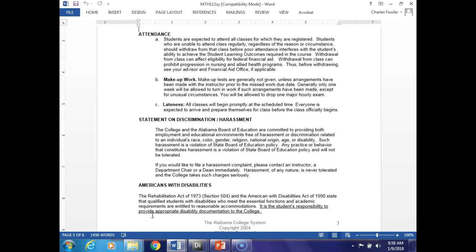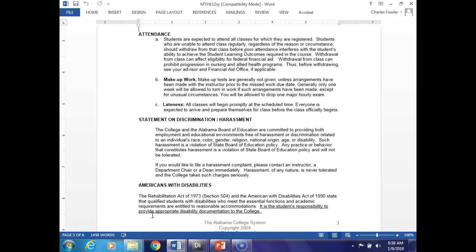It can prohibit progressions in nursing or allied health, but guess what? A D or an F will too. So there's no disadvantage for the W unless you got an A, B, or C. Okay. Thus, before withdrawing, see your advisor and financial services if it's applicable.